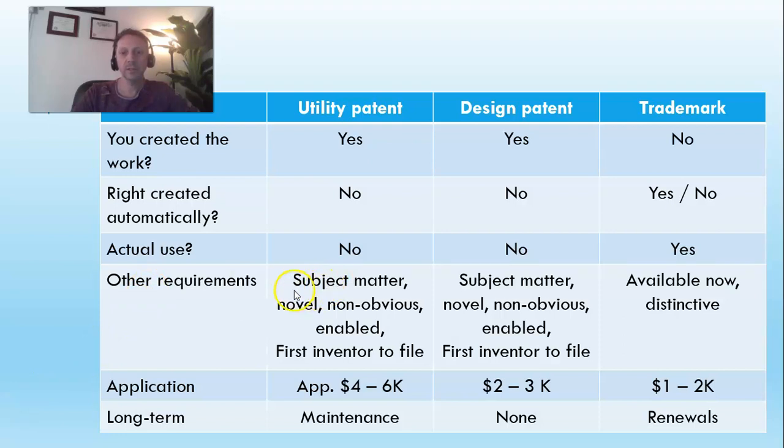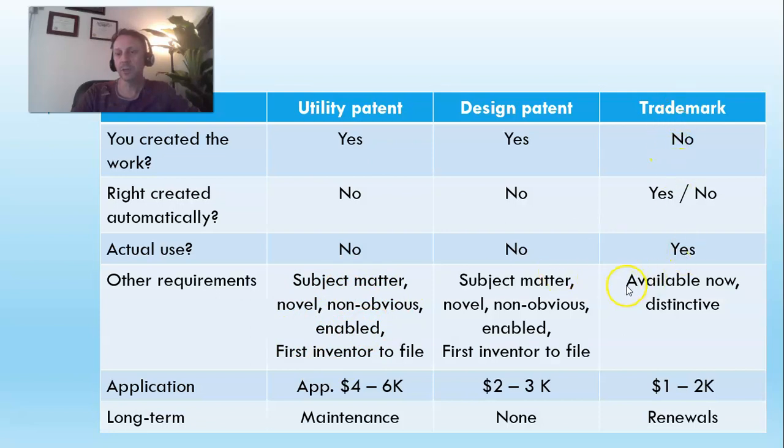For patents, the statutory requirements are given the names of subject matter, novelty, non-obviousness, believe it or not, enablement, and the first inventor to file. Those requirements all apply to both utility and design patents. And there's a lot packed in there. So I'm going to save that lengthy discussion for my future videos, which I'll record separately for utility patents, design patents, and trademarks. But just be aware that these are some of the requirements that will be asked of you.